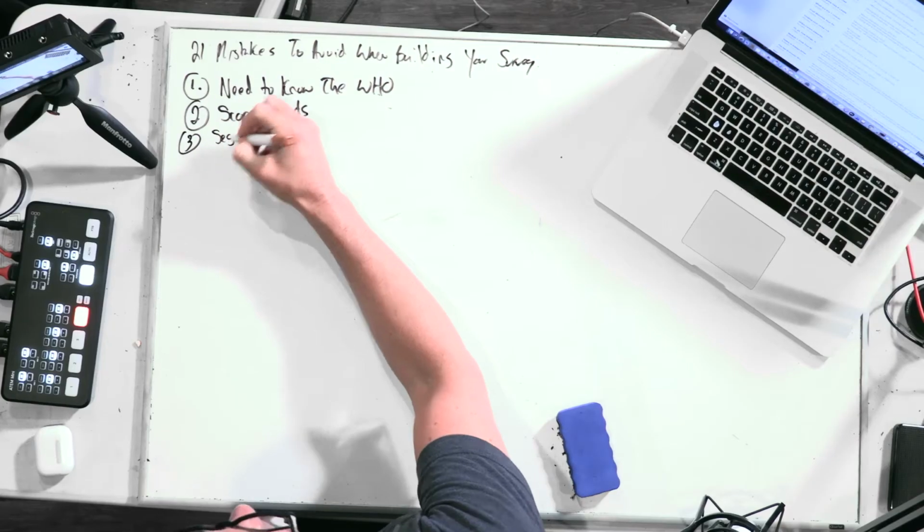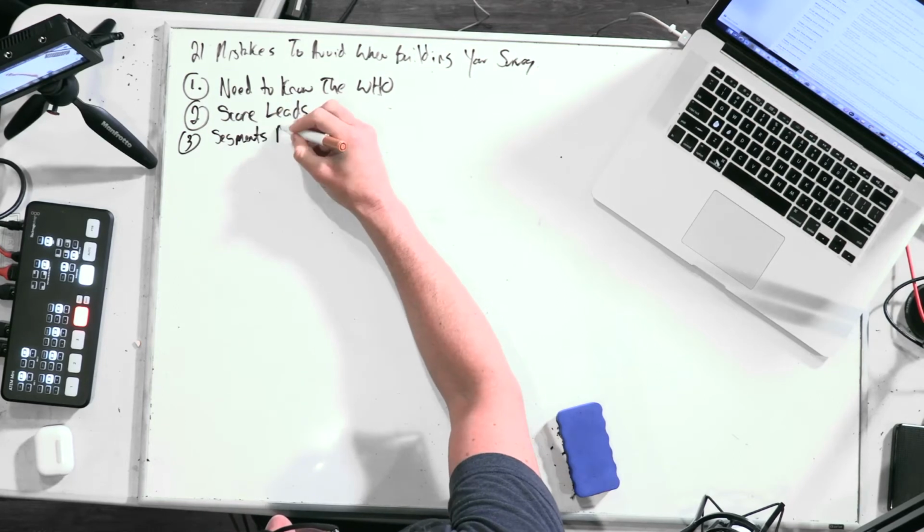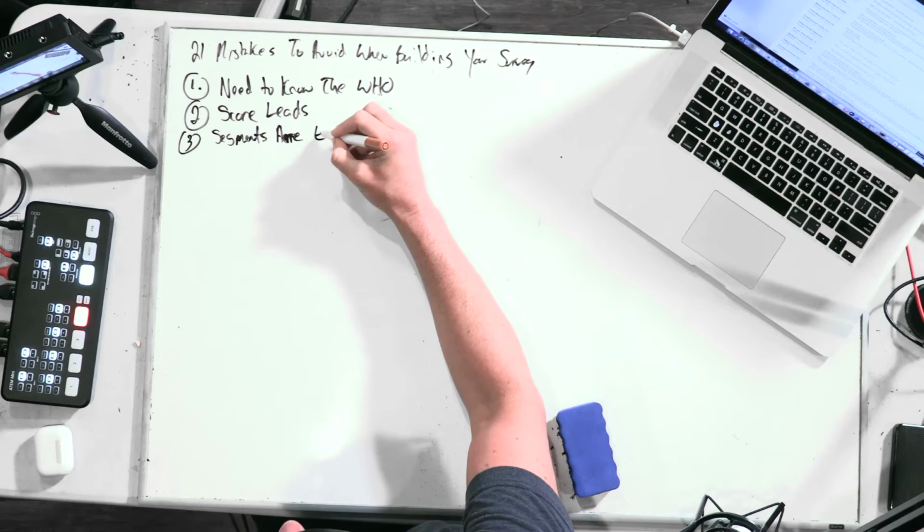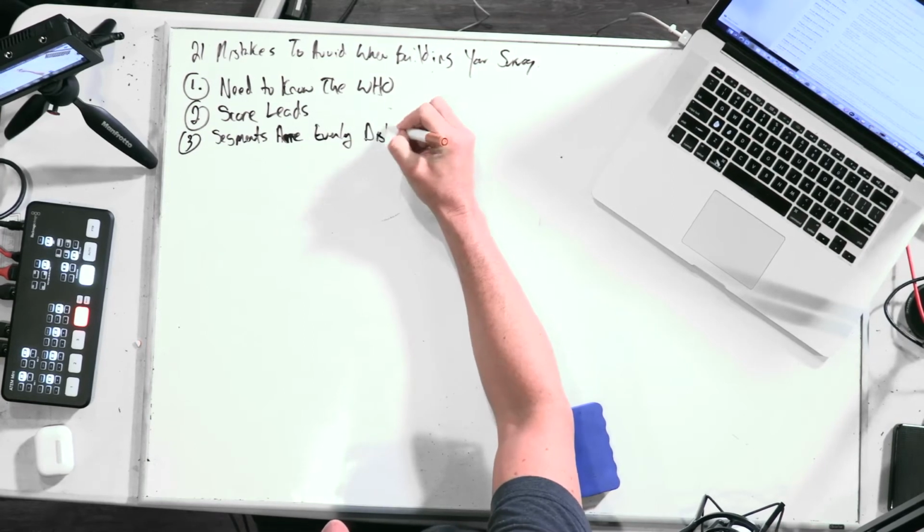Number three is you want to make sure that your segments are evenly distributed. So what does that mean? What that means is if you're going to break out your segments into 4 pieces, in the best case scenario, you're going to have leads in each of those segments broken out to about 25% each. If you had 3 segments, 33% each. 5 segments, 20% each.